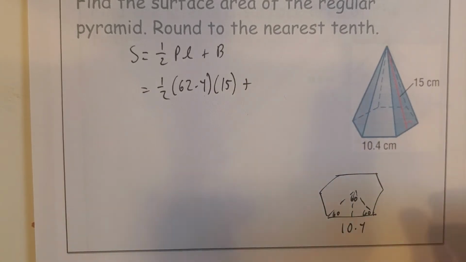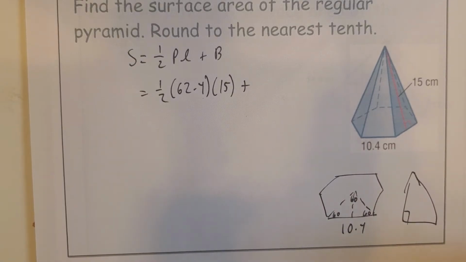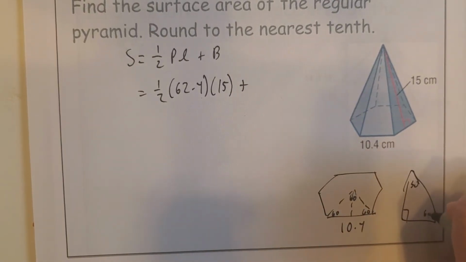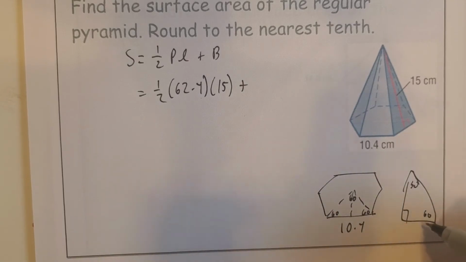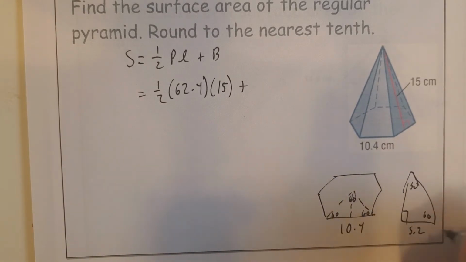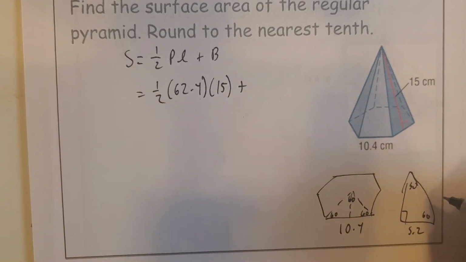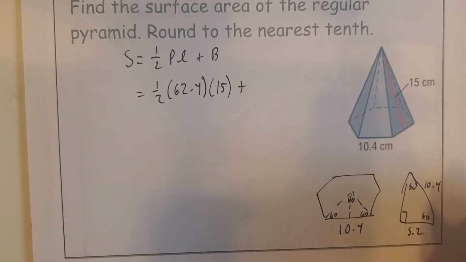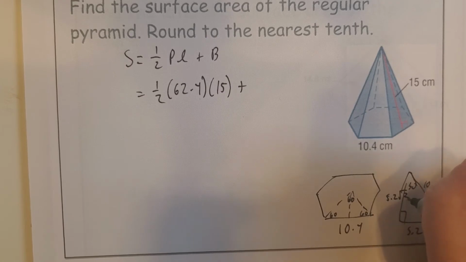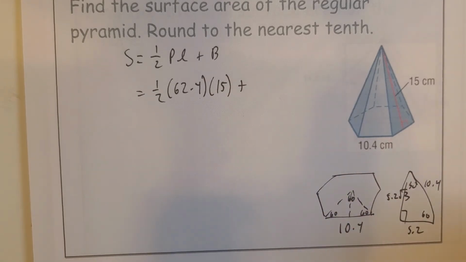Drop your height. It creates, well, that is a horrible looking triangle, but we're just going to go with it. It creates a 30-60-90 triangle where the short leg opposite the 30 is half of 10.4. So that would be 5.2. And those are the measurements you would be using for the rest of the parts of the triangle. Hypotenuse is double 5.2, so it's also going to be 10.4. And then your long leg is your short leg times root 3. So this is 5.2 root 3. And that's the apothem in the figure.